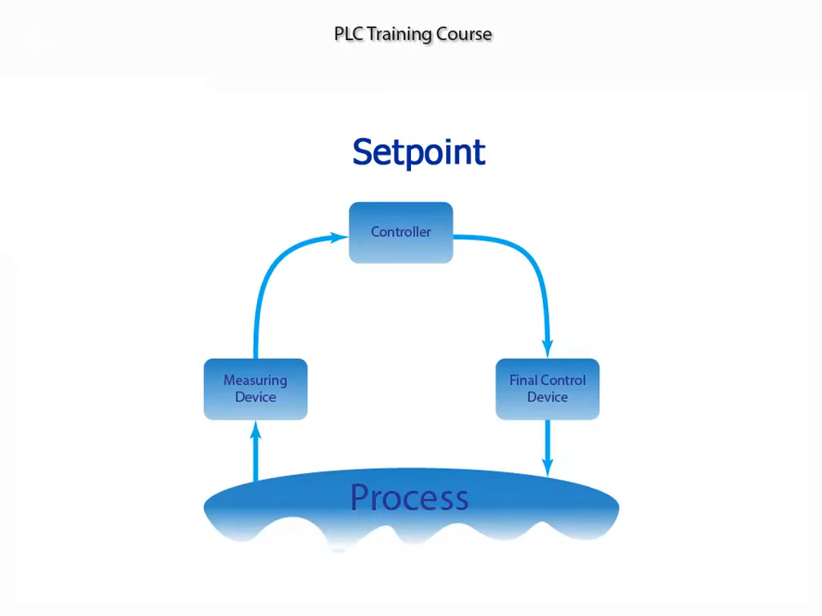The industrial process can be measured using a measuring device. The measuring device provides a signal to the controller, which can be a PLC. The controller sends a signal to the control device that controls the process. The PLC will also be able to accept a value that the operator can choose that the process is required to achieve. This is known as the set point.